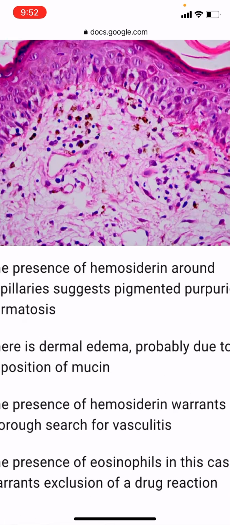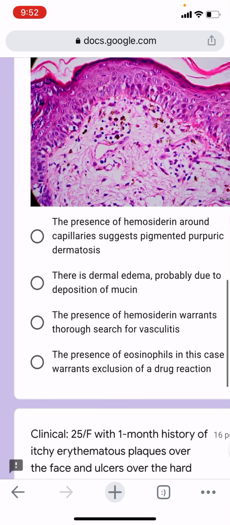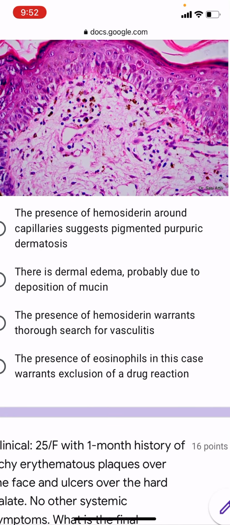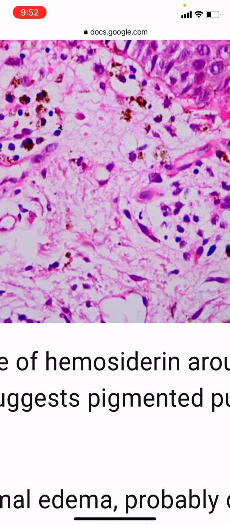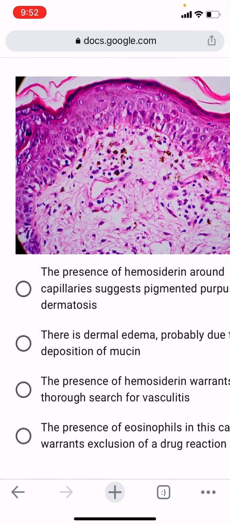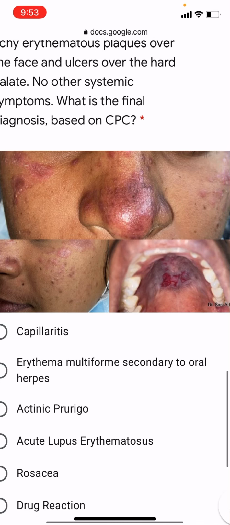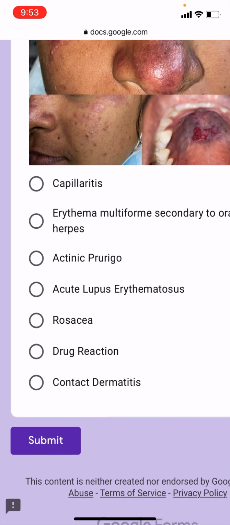There is dermal edema. You can see that the dermis appears edematous. The collagen bundles appear separated, probably because of mucin deposition. If you do a PAS stain, this will probably be positive. The presence of hemosiderin warrants a thorough search for vasculitis. There is no vasculitis. There is no hemosiderin. The presence of eosinophils in this case warrants exclusion of drug reaction. There are no eosinophils. So in case you're confused that some of this pigment is actually from eosinophils, this is just melanophages. There are no eosinophils. So clinically, this patient has acute lupus, the typical butterfly rash of acute lupus erythematosus associated with mouth ulcers. So that is your answer here.